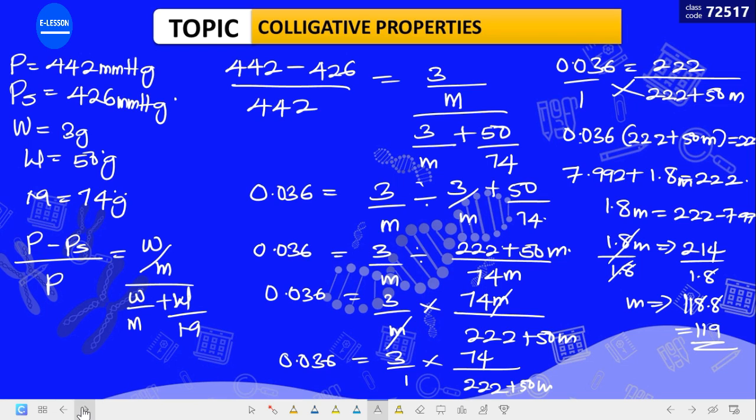Now, you discover with the idea of colligative properties we have before now, that the more the solute particles, the lower the vapor pressure. Are you getting it? The lower the vapor pressure.